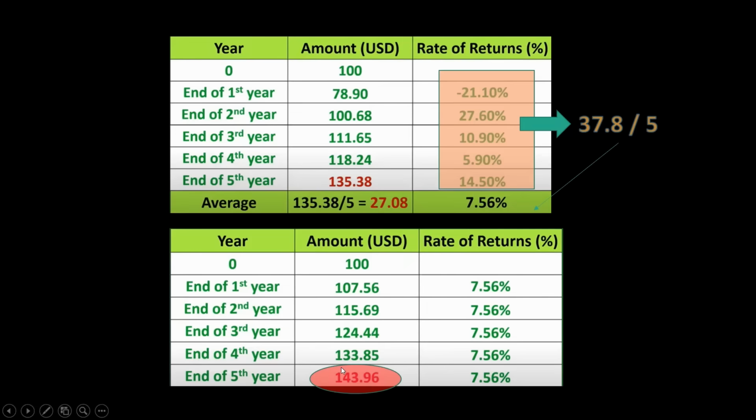and you would get 143.96. So if your average return was 7.56, you should have got 143.96. Obviously, we got less than 143. That means our net return is not 7.56, but much less than that. So this is an example where your arithmetic mean fails. When you're talking about the mean itself, you're talking about the averages, then arithmetic mean fails, and we need to bring in what is called a geometric mean.